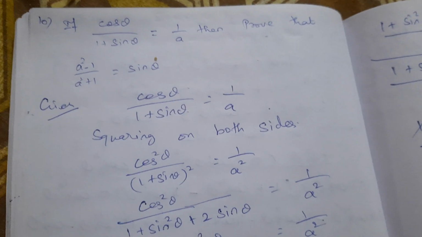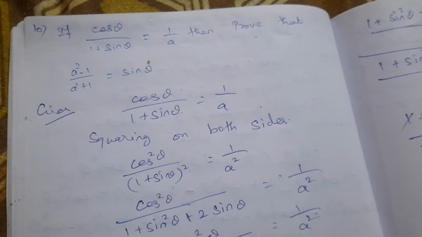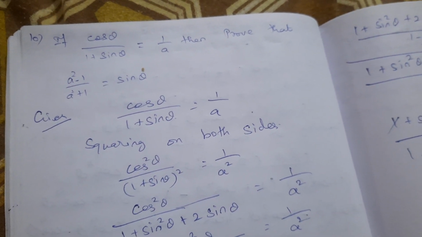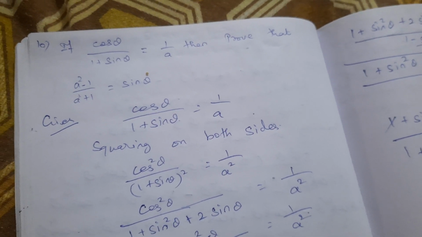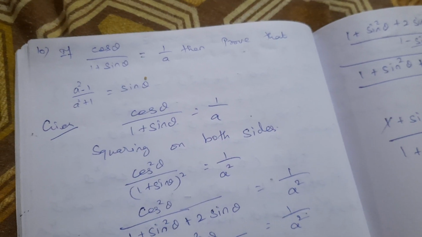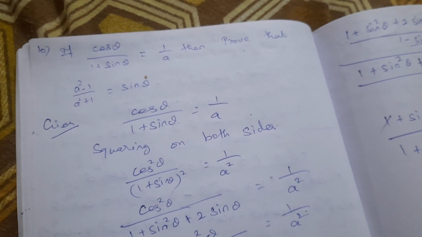Hi everybody, in this video we see exercise 6.1, 10th problem. This is a proof problem. The question is: if cos theta by 1 plus sin theta is equal to 1 by a, then prove that (a squared minus 1) by (a squared plus 1) is equal to sin theta. So first, the given is cos theta by 1 plus sin theta is equal to 1 by a.